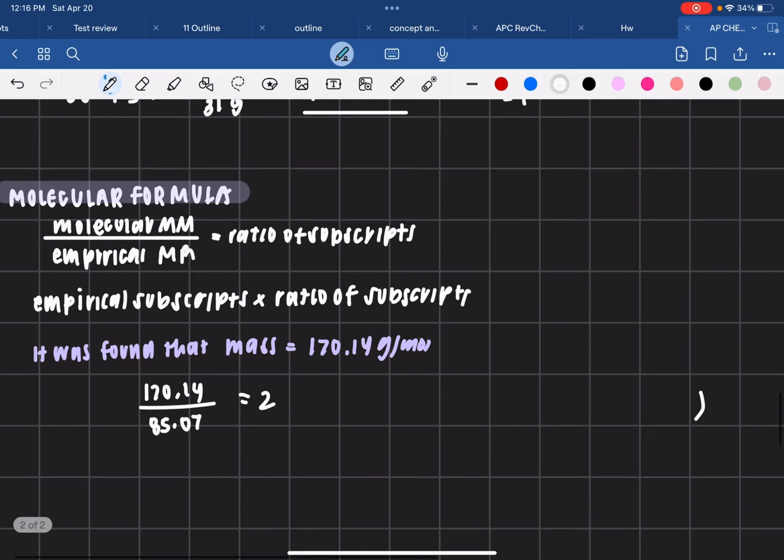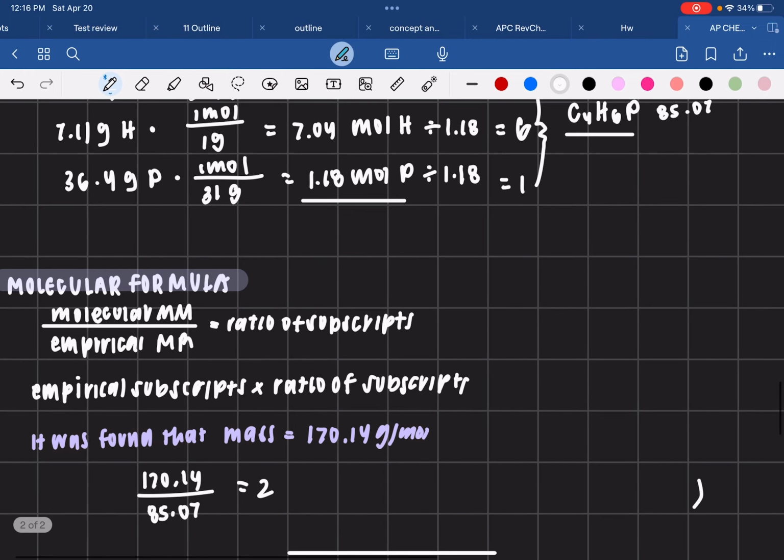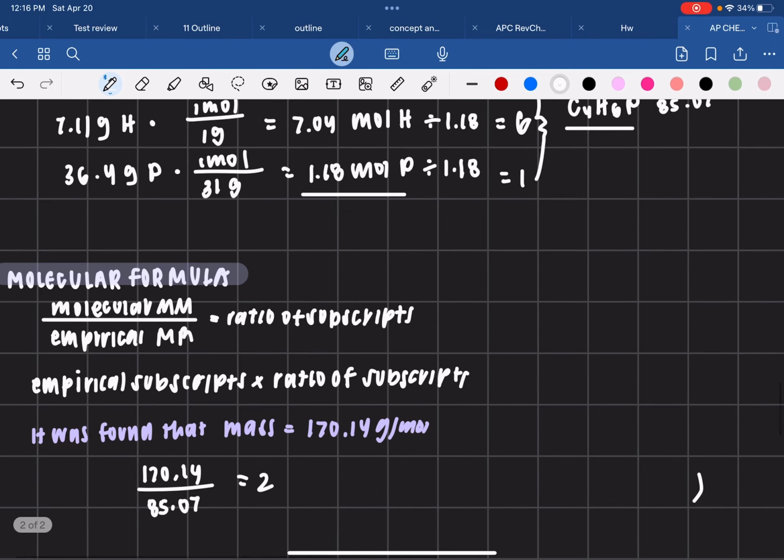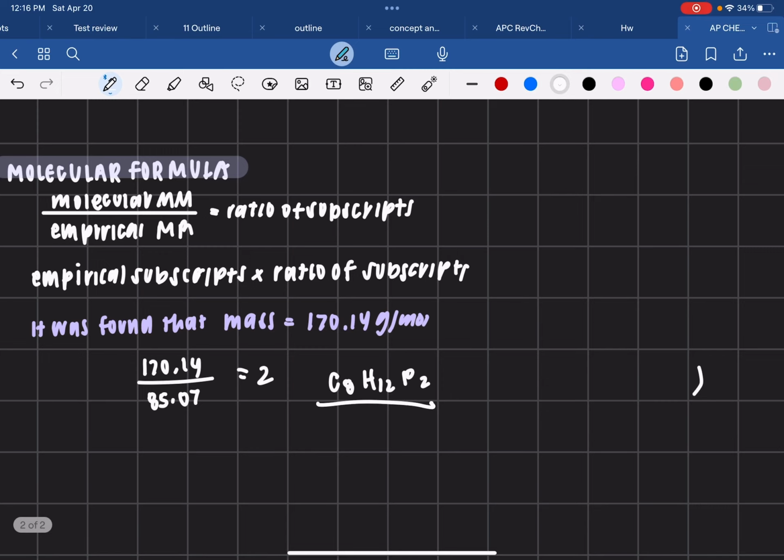So then what we're going to do is we're going to take our empirical formula, and then we're going to times the subscripts by 2. So we have C8H12P2. So that is our molecular formula for this compound.